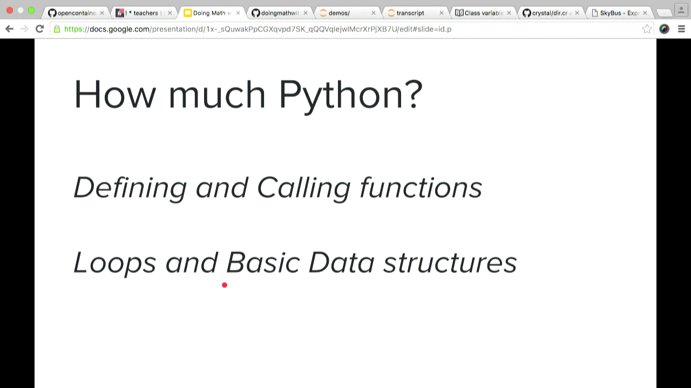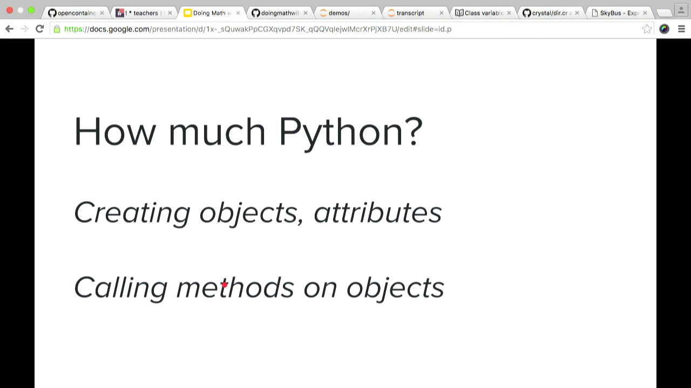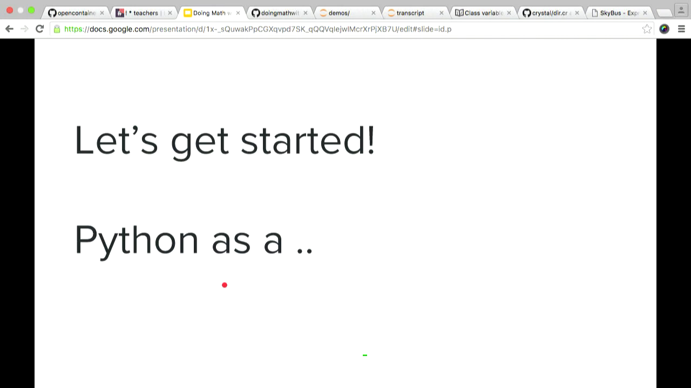How much Python am I talking about? I'm assuming that the reader or the student would know about defining and calling functions. They would know about loops and basic data structures. They would know how to create objects of classes, how to access an attribute of a class, and how to call methods on objects. Those are all the assumptions I'm making in my proposal in the next slides.